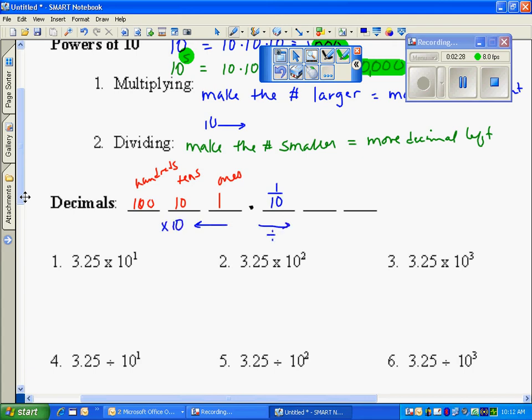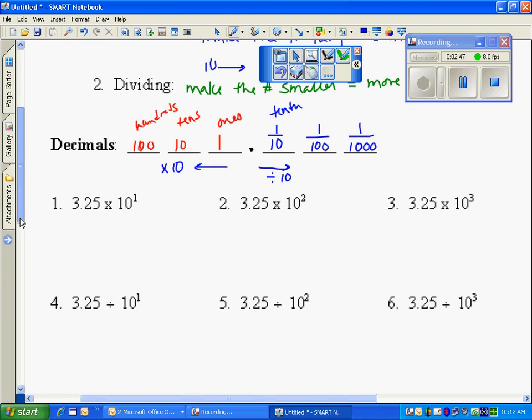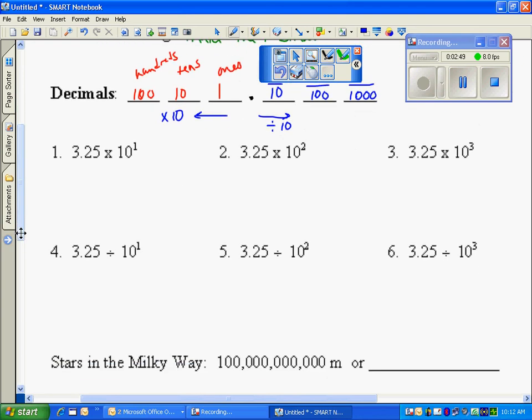And if I divide by a second 10, it's 1 over 100th. And lastly, 1 over 1,000th. So these have the th to it, so this would be the 10th. So we're going to use this to help us multiply by 10 quickly and easily.